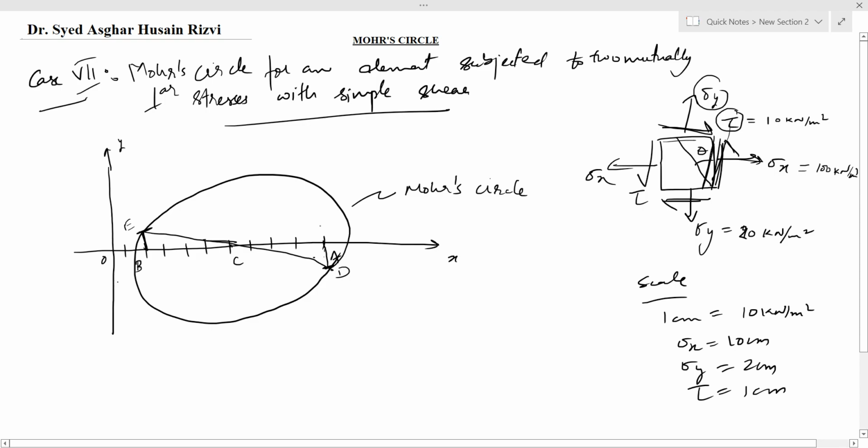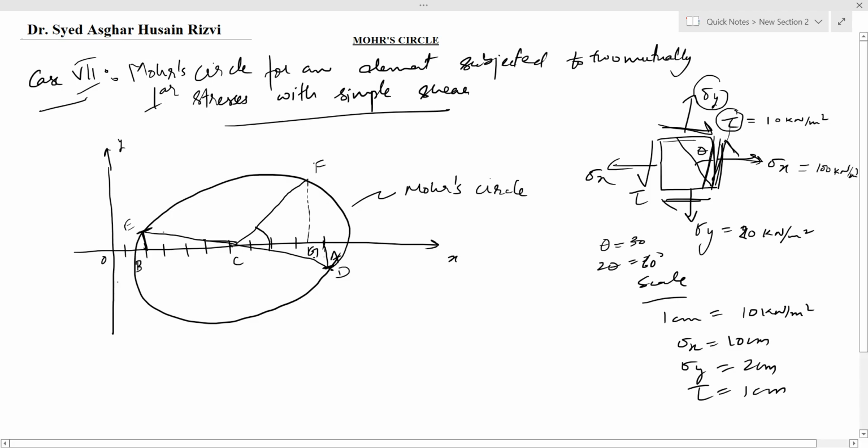Now again we will mark the theta angle as 2 theta on the Mohr circle. If theta equals 30 degree, we'll mark it as 60 degree on the Mohr circle. So we will mark it from CD from here. Now we'll again extend this line, and the point at which it cuts the Mohr circle, mark this point as F. Again drop a perpendicular from F on the x-axis and mark this point as G.